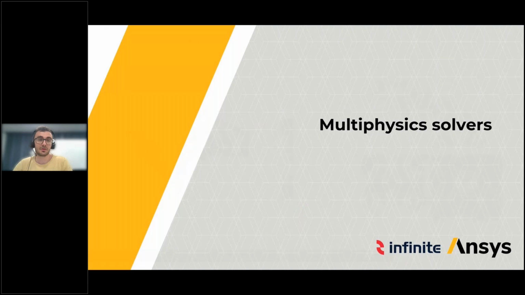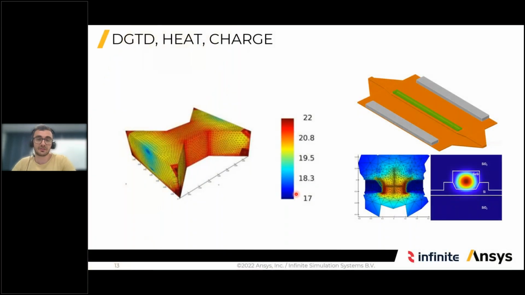Multiphysics solvers. So the FDTD solver that you've seen works with a rectangular mesh. So the whole area is divided into small squares, into small rectangles. But if you want to do multiphysics simulations, you cannot do it with that. Then you have to use a triangular mesh because you have to work with the finite element method algorithm. So if you want to have a simulation of, for example, thermal modulators or electric modulators, you have to do it with DGTD.